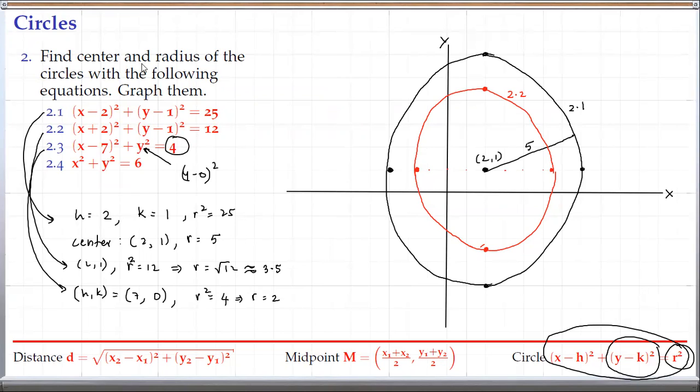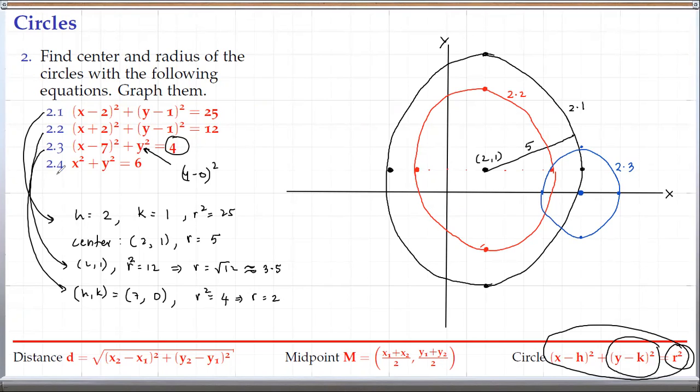So we are looking at center 7, 0. 7, 0 would be a point somewhere over here. And we are looking at radius 2. So we go 2 units all around that point. So the circle must go through these points. This is the circle, the third circle we have here.